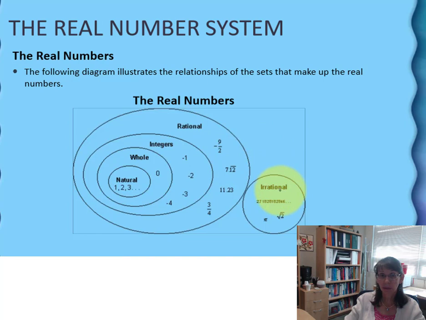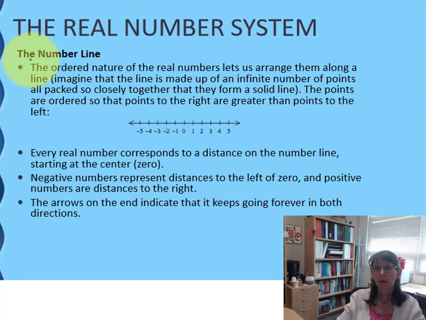Outside of rational numbers would be the irrational numbers. These are values that do not terminate and do not have repeated patterns. Both the rational numbers and all the subsets under those and the irrational numbers combine to make the real number system. So we will find on the number line all of our real numbers.